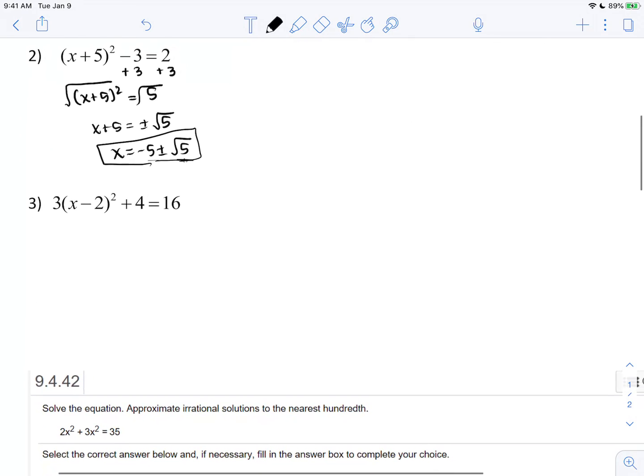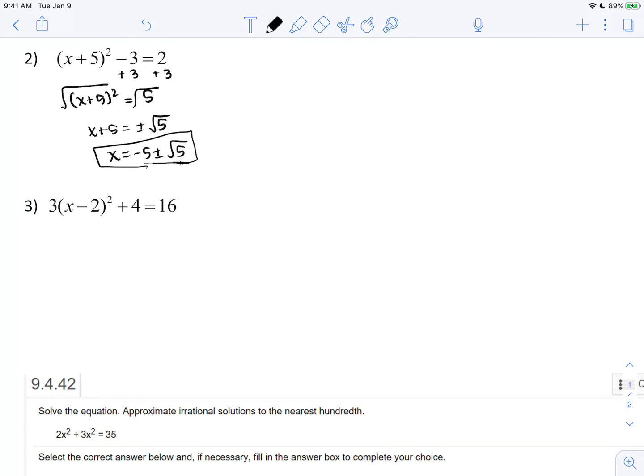Let's try another one. So again, we want to get just this by itself, right? Just the part that's squared. So I'm going to subtract 4 to start. So I have 3 parentheses x minus 2 squared equals 12. Again, I want just the part that's squared here. So I'm going to divide everything by 3. So I have x minus 2 squared equals 4, right?